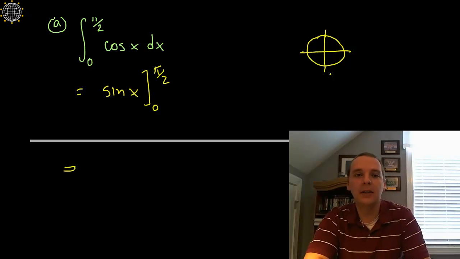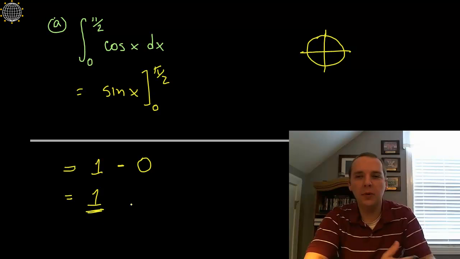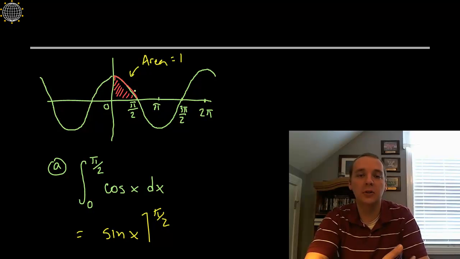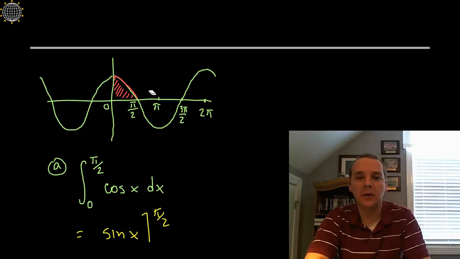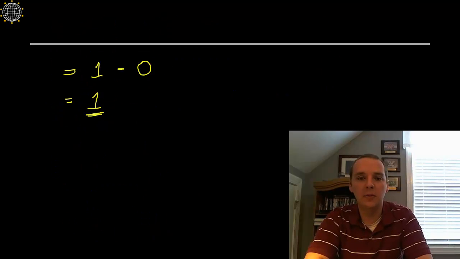But nevertheless, sine of pi over 2 is 1 and sine of 0 is 0. And so I'll write those two quantities down and I'll subtract them. And the answer is 1. Now, what does 1 mean? Well, if you recall, this definite integral gives you the area under the curve. So the area right there in this little portion is 1. But we're not going to stop there. I'm actually going to do something else as well for this example. This was just part A. Let's move on to part B.